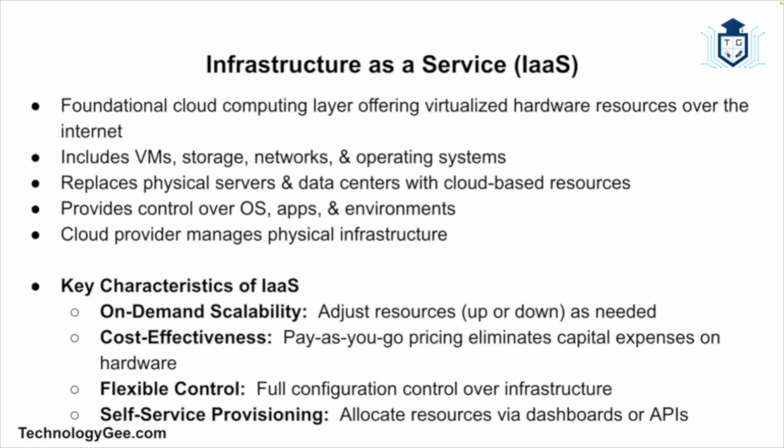All right, so first up is infrastructure as a service. So infrastructure as a service is the foundational layer of cloud computing that provides virtualized hardware resources over the internet. This includes virtual machines, storage, networks, and operating systems. Instead of maintaining physical servers or data centers, businesses rent resources from a cloud provider. With infrastructure as a service, organizations have control over the operating systems, applications, and development environments, but outsource the maintenance of physical infrastructure to the cloud provider.